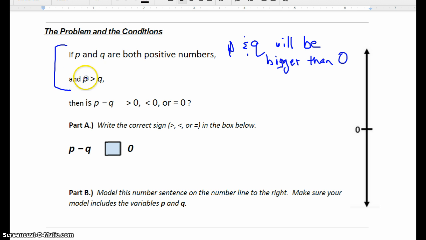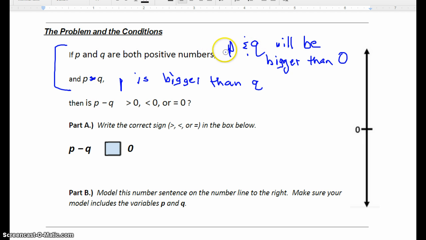So next, P is greater than Q. You may have learned this like I did, where the alligator eats the bigger one. P is a bigger number than Q. On a number line, P is more positive. So P is bigger than Q. And I'm writing with the mouse. I know that's terrible, but this is pretty good mouse writing. P is a bigger number than Q.